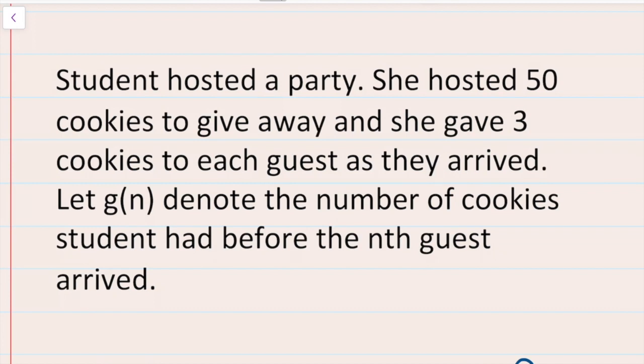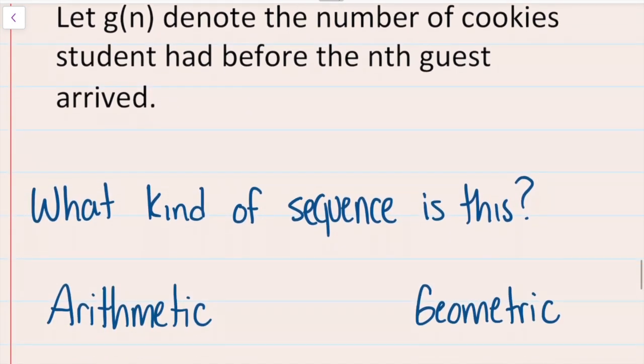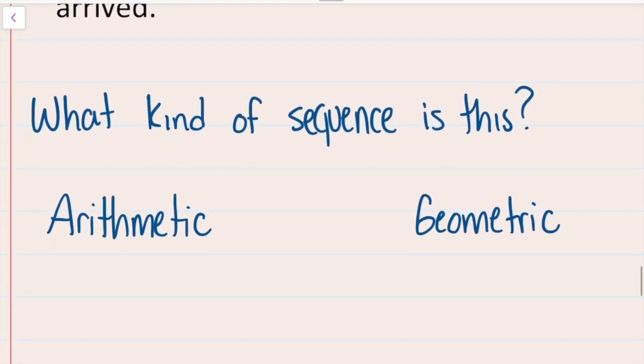Now we have another student who's hosting a party. She had 50 cookies to give away, and she gave 3 cookies to each guest as they arrived. Let G of n denote the number of cookies students had before the nth guest arrived. Now, we want to know what kind of sequence this is. Is it geometric or is it arithmetic?